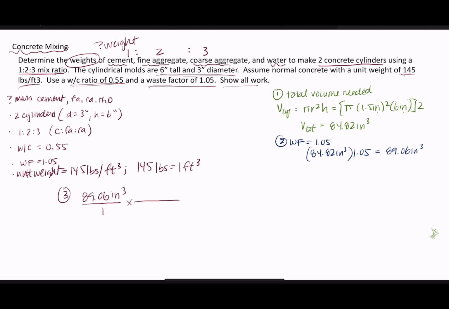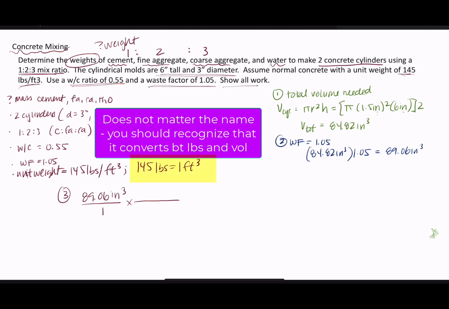So in science, like your chemistry, biology, things like that, we talk about density. Density is mass per unit volume. In other fields of science, they talk about things that are also mass to volume ratios, sometimes with different names. In civil engineering, when they talk about concrete, the standard term is unit weight and it's in pounds per feet cubed. So 89.06 inches cubed is what we have.